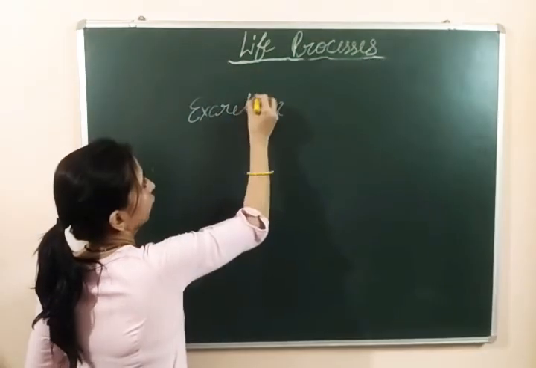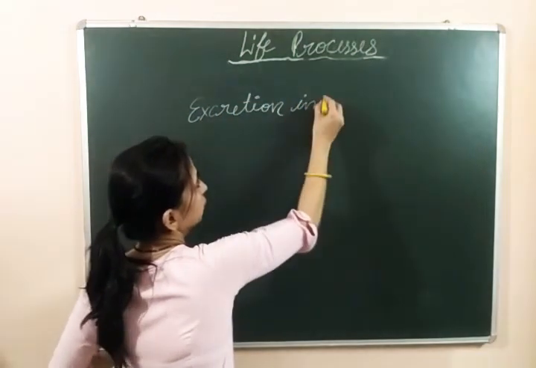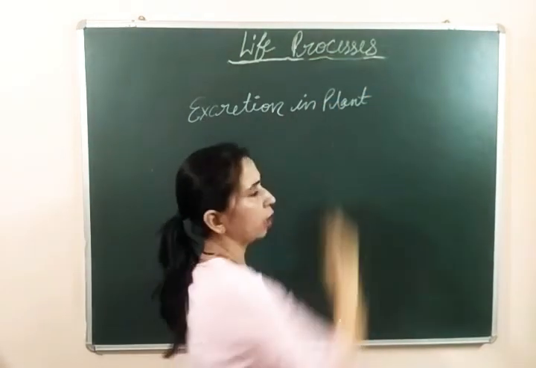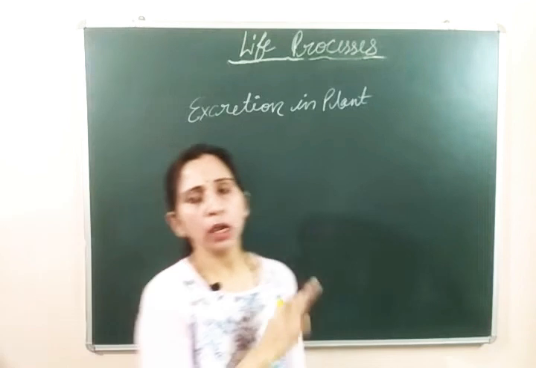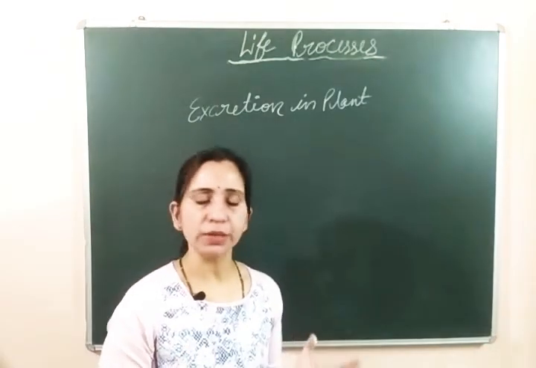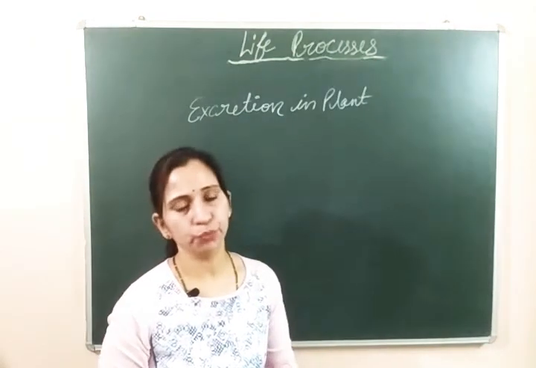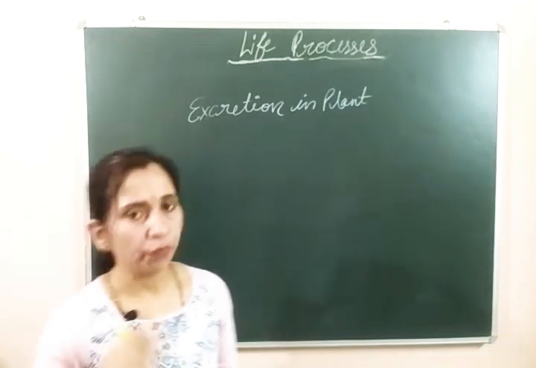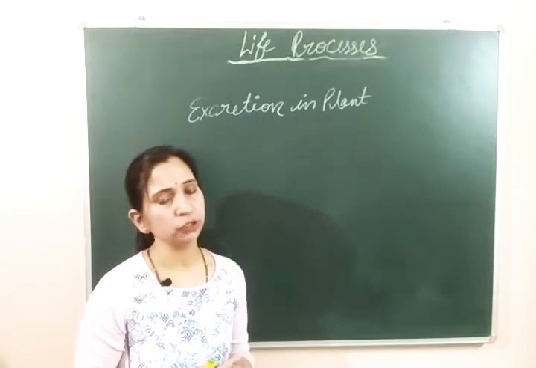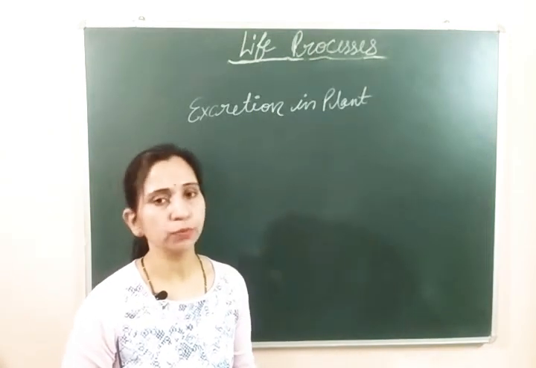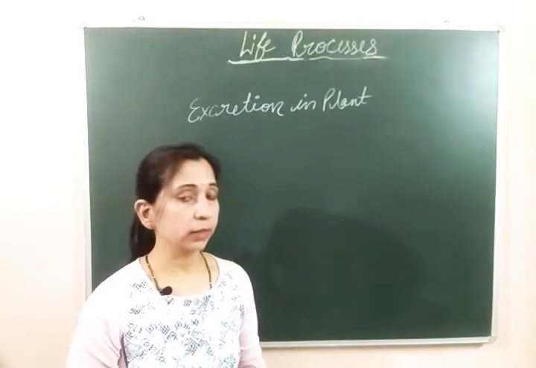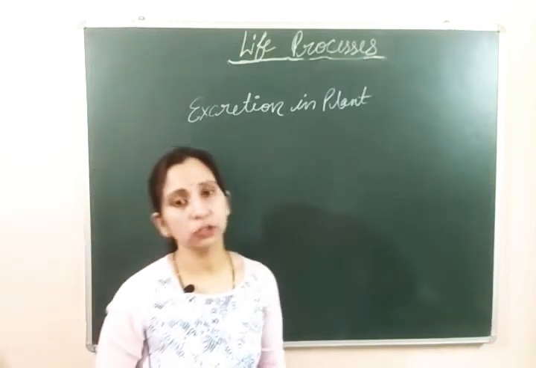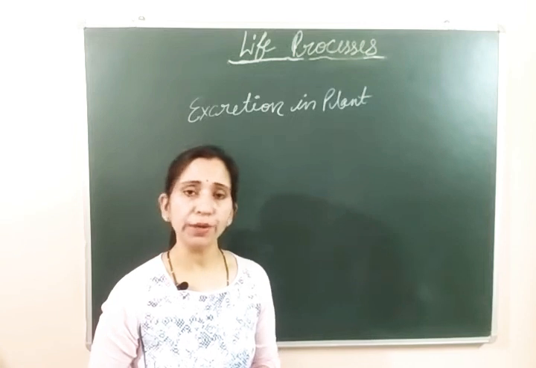Excretion. As you already saw, we discussed excretion in human beings. हमने देखा था human being के अंदर एक पूरा system present है which help in the excretion process. It has an excretory system. But in case of plants, they have different structure, different function, and different types of waste material. Plants के case में structure भी different है, functions भी different है, और उनके waste material भी different है.